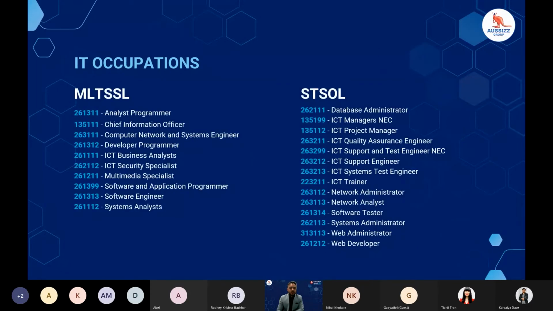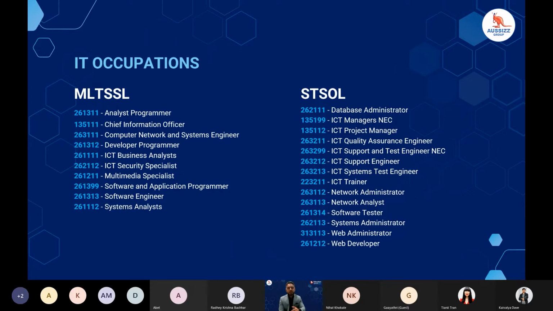Now there are many IT occupations on the occupation list. Now there are two kinds of lists. Number one is the medium and long-term skill list, which has broader options for a PR. Let's say if your occupation is on the medium and long-term skill list, you can apply for a 189, 190, 491, 186. There are a lot of options. Whereas if your occupation is on the short-term skill occupation list, then you can only apply for limited visas.